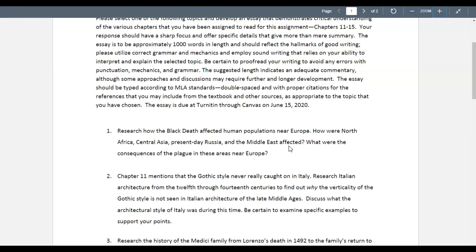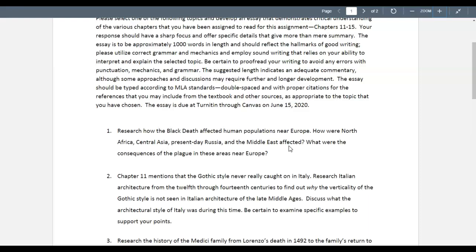For instance, on number 1, about the Black Death and its effect, the idea about different areas in North Africa, Central America, what we now call present-day Russia. It's not called Russia in that way. It was individual states, the Middle East, the consequences of those areas, not only in Europe but other areas around the world, how that affected. I thought this was an appropriate topic for us to look at, considering the times that we're now in, where we have a pandemic that's impacting globally.